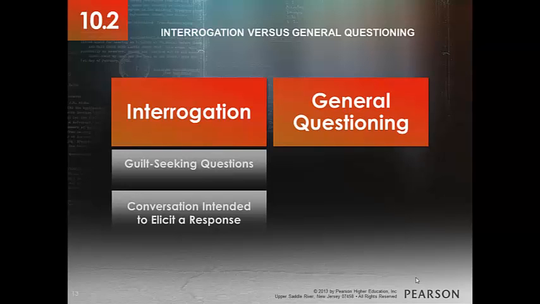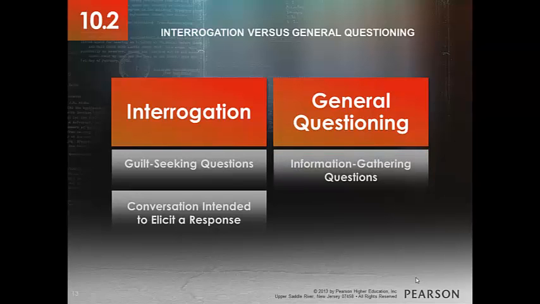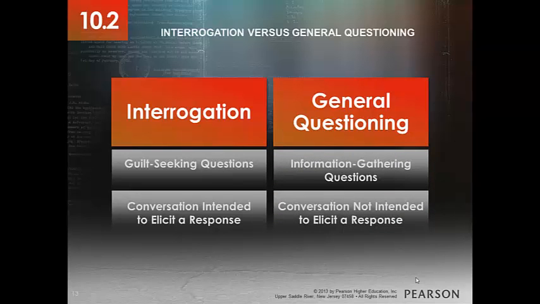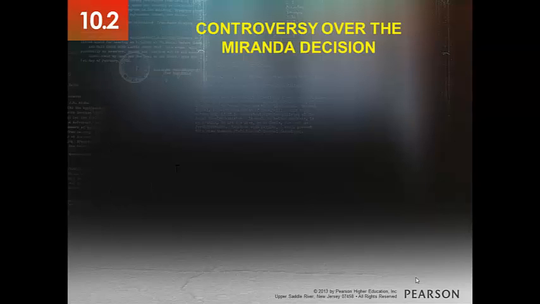Figure 10.7 on page 159 lists some factors that are considered when distinguishing between interrogations and general questioning. General questioning would include information gathering questions and conversation not intended to elicit a response. The Miranda decision was not without controversy.